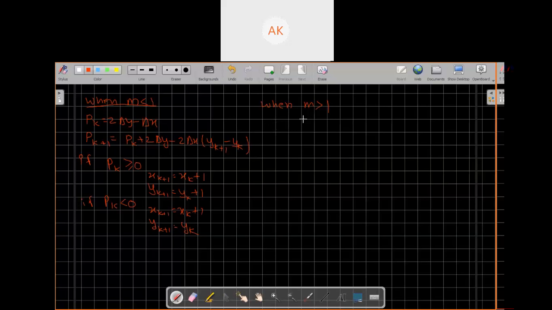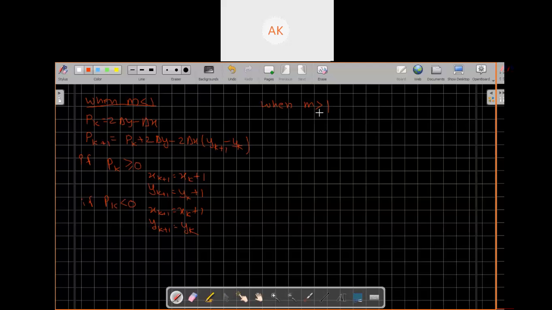For when your m is greater than 1, please unmute your mic. Somebody's mic is on. Please mute your mic. Somebody's mic is on.